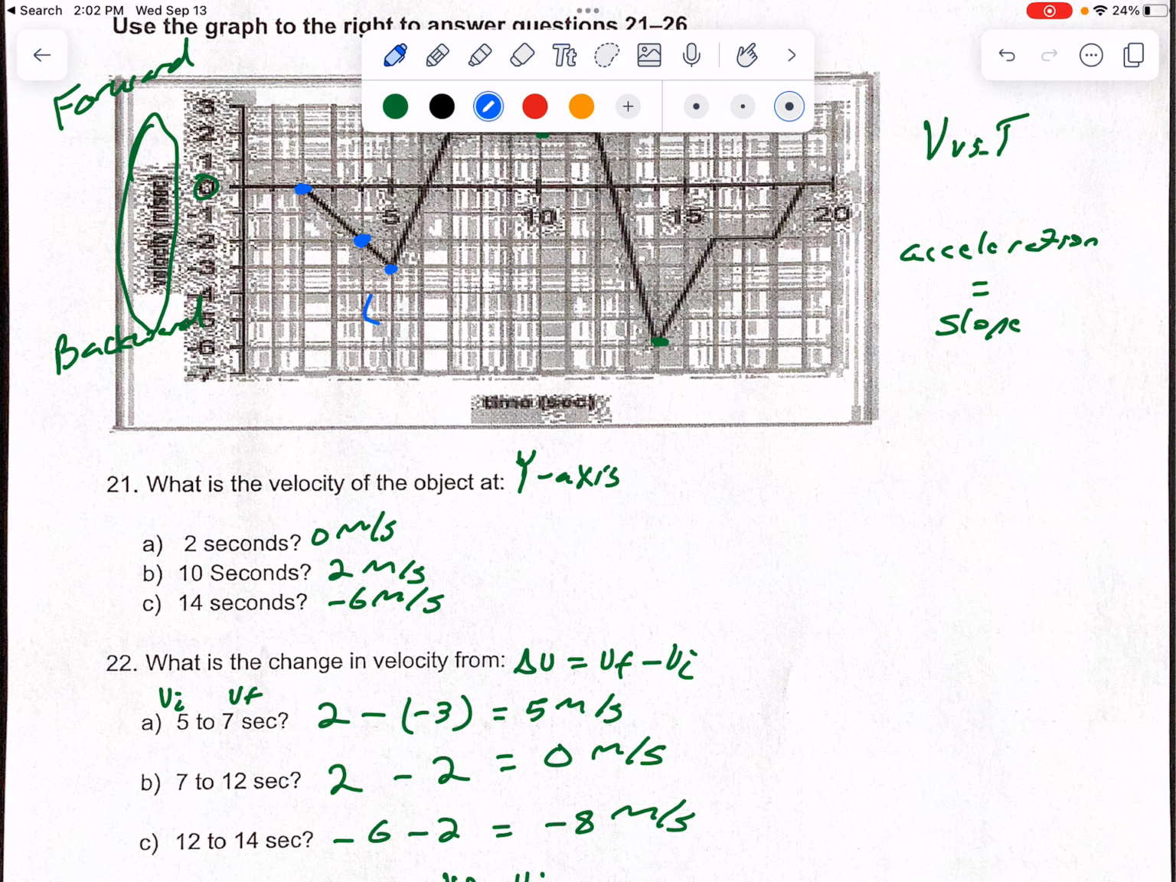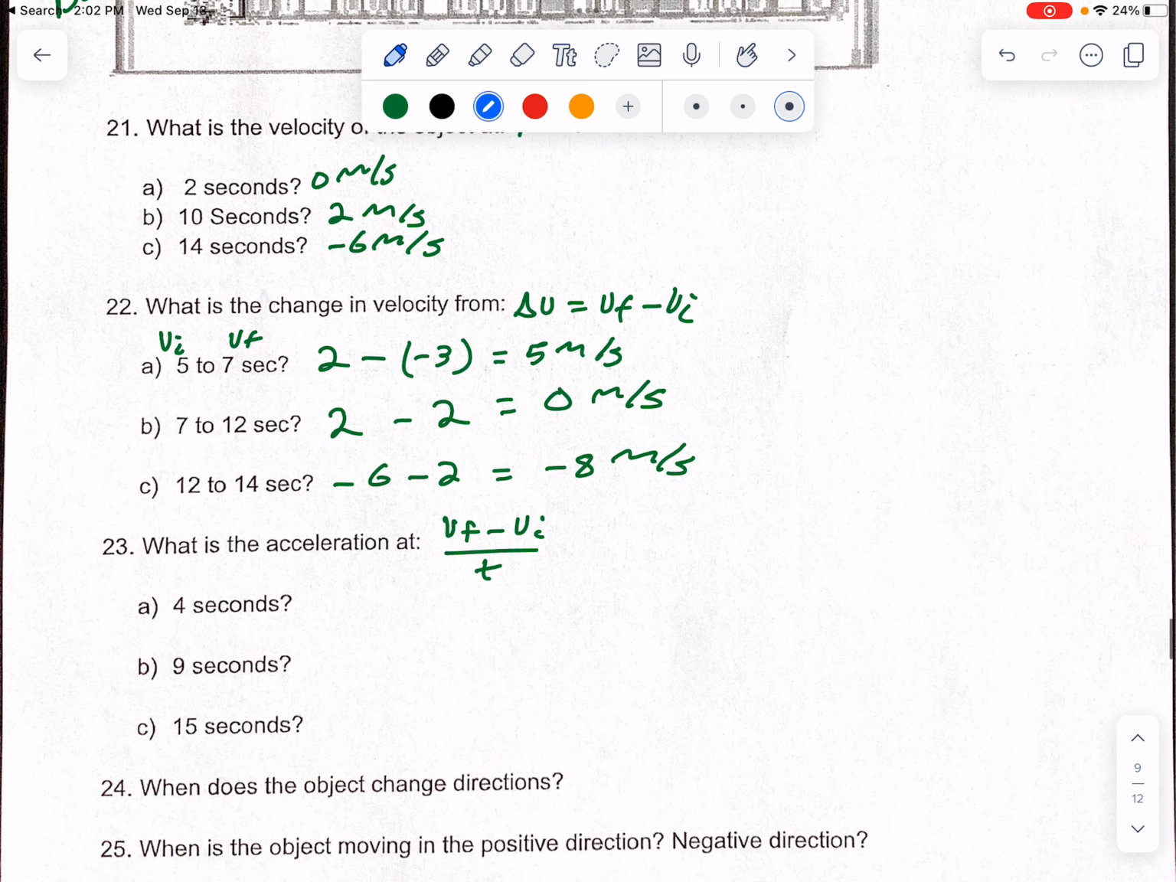So my point right here would be 5, -3. And my first point would be 2, 0. That's all you got to do, just find the slope of that line. So you do your Y2 minus Y1, so -3 minus 0 over your time, 5 minus 2. Be careful with this. Don't use the 4 seconds. You want to know what is your change in time of that line, not what it is specifically at that 4 seconds. So -3 divided by 3 is going to give me -1 meters per second squared.